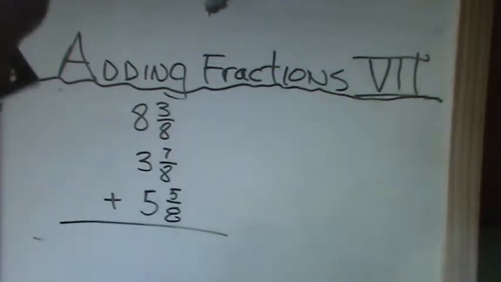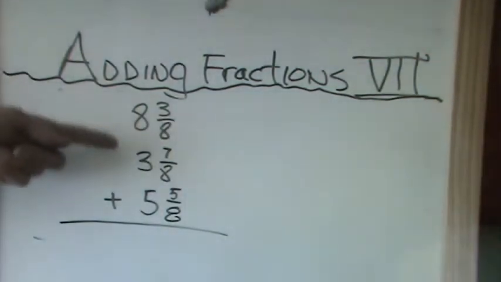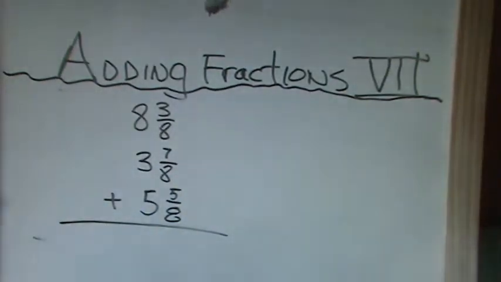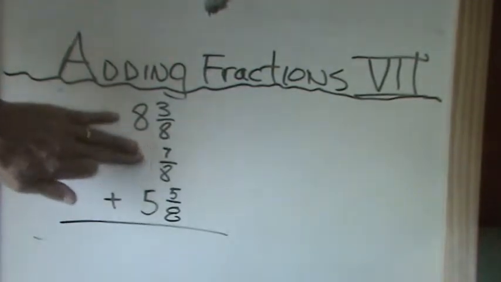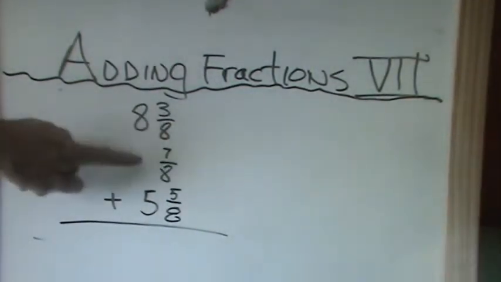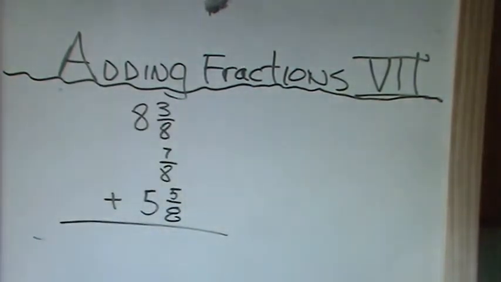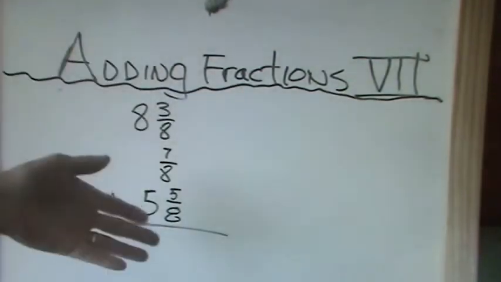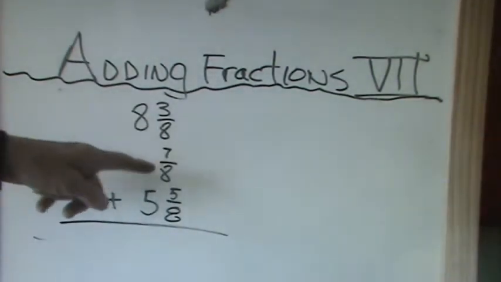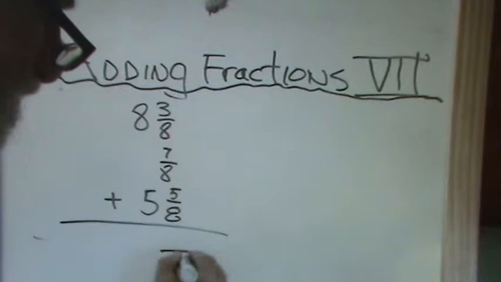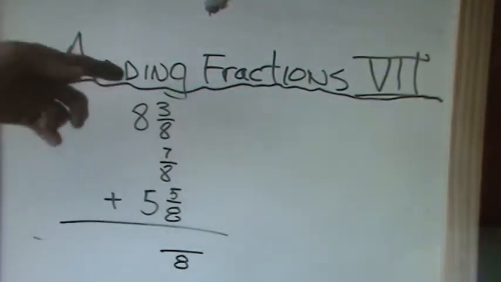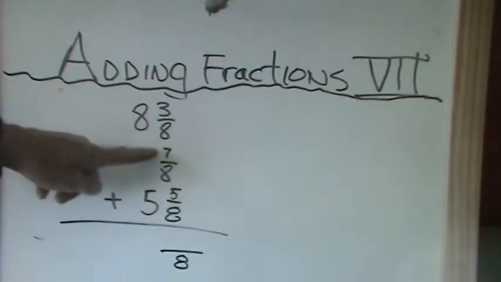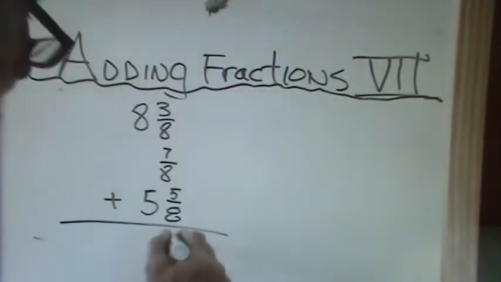Let's take a look at this problem. Well, here we have 3 mixed numbers. Actually, you know what I'm going to do? So we have a mixed number, a proper fraction, and a mixed number. Well, it doesn't matter. We forget the whole numbers and we deal with the fractions first. Well, the denominators are all the same, so we know the denominator of our answer is going to be 8. We add the numerators. 3 and 7 is 10, and 10 plus 5 is 15.